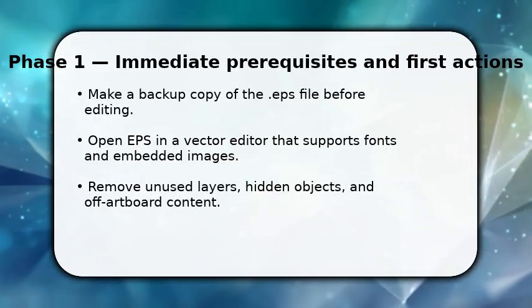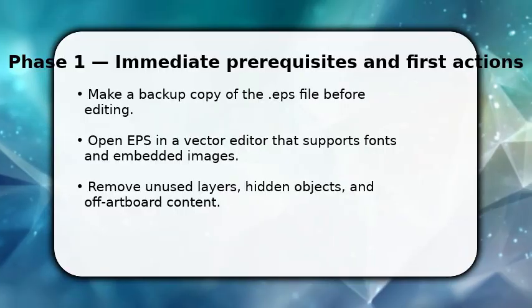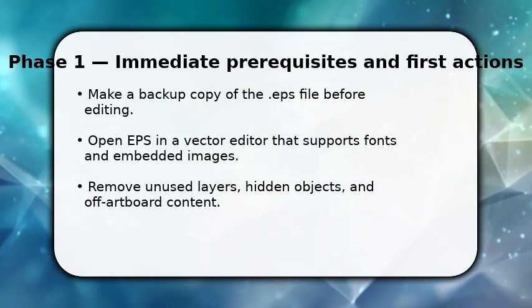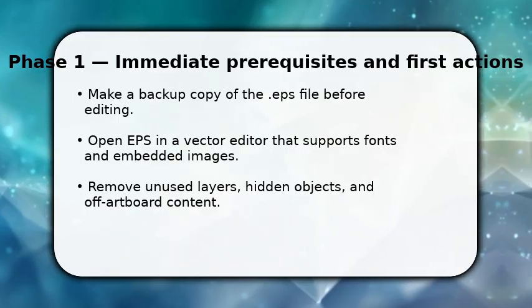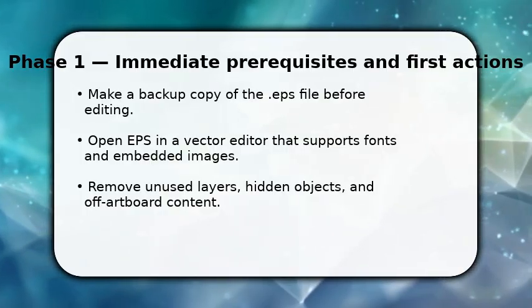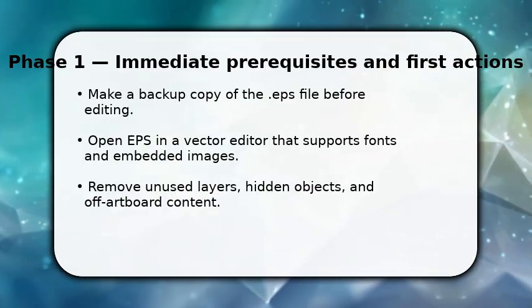You start by backing up the original file. This prevents accidental loss. Open the EPS in a vector editor that preserves fonts and linked images, because embedded content increases size. Delete unused layers, hidden objects, and any artwork outside the artboard. This immediately shrinks the file.